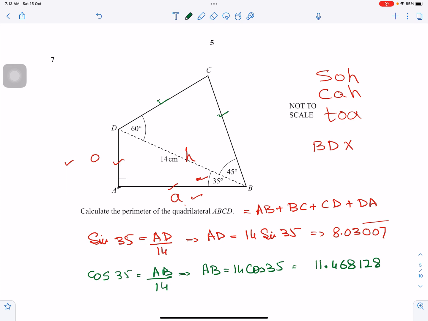Okay? Now I have to find out these sides, BC and CD. Now I can see it is not a right angle triangle. The mistake made here is that students again apply the right angle triangle rule, SOH-CAH-TOA. You know when a triangle is not a right angle triangle, you can't apply SOH-CAH-TOA. This is applicable only in a right angle triangle.